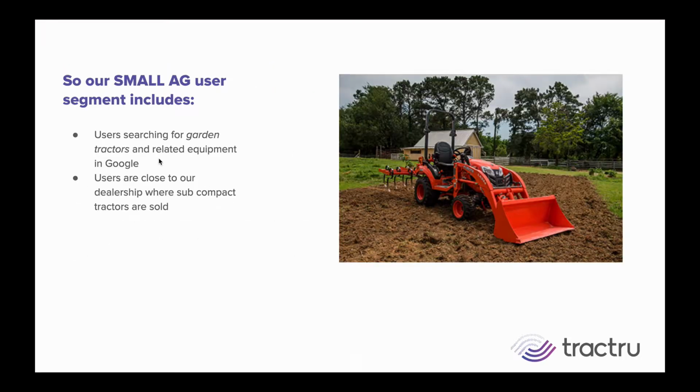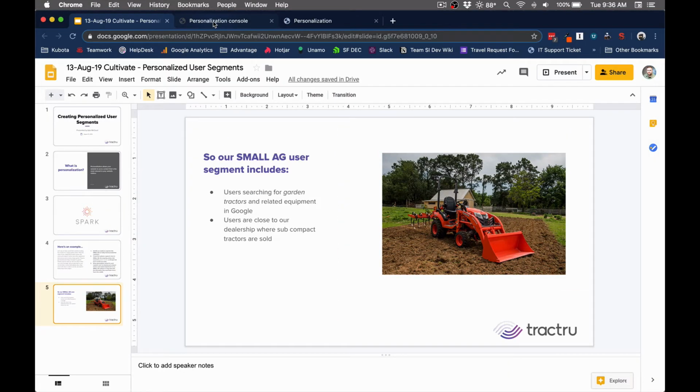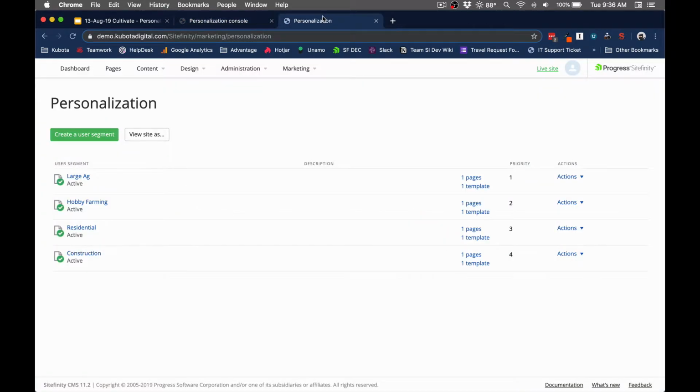So this is our segment. We're going to look for users searching for garden tractors in Google, and then users that are close to the dealership where subcompact tractors are sold. Taking this information, we're going to go to the back end of our site, right here, click on Marketing, and then scroll down to Personalization and click that.